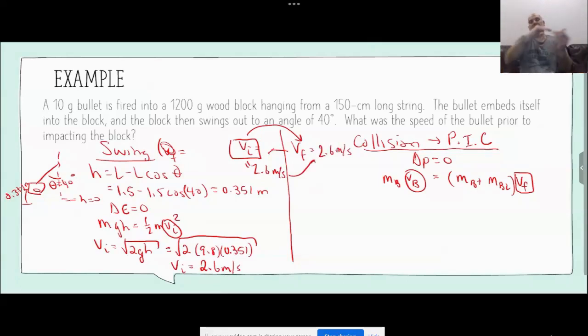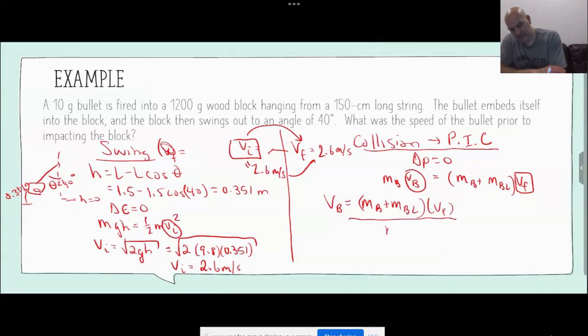So you can see how it's all connected. The initial velocity from the swing becomes the final velocity from the collision, which now we can trace back to what was the initial velocity of the bullet. So we're going to say the velocity of the bullet is m bullet plus m block times that final velocity we just calculated, divided by the mass of the bullet. The good thing is, since everything is in grams, you can leave it in grams, because we'll have grams over grams. So we do 10 grams plus 1200 grams times 2.6 divided by 10.